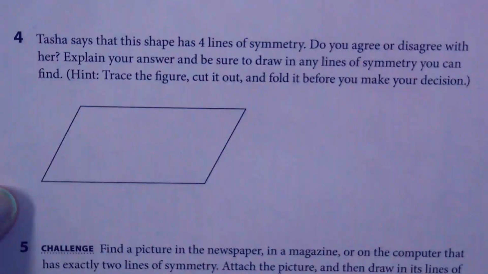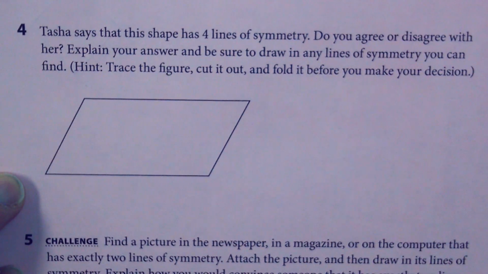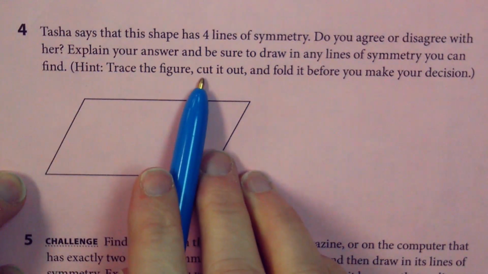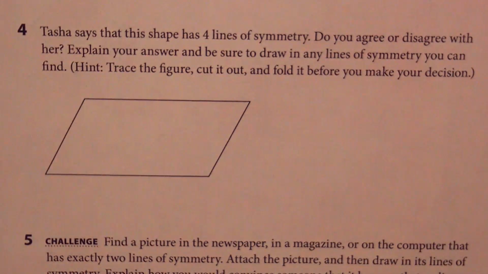Okay, let's move on to number 4. I feel like I talked too much about that one. Tasha says that this shape has 4 lines of symmetry. Do you agree or disagree with her? Explain your answer. Be sure to draw in any lines of symmetry you can find. So hint, you can trace the figure, cut it out, and fold it before you make your decision.